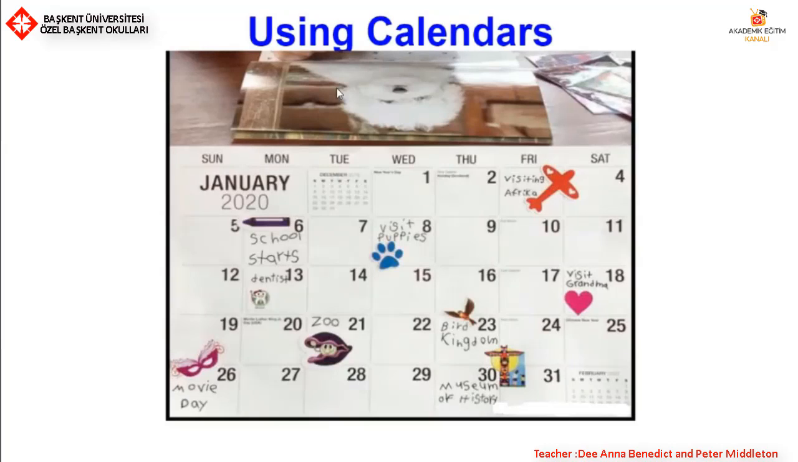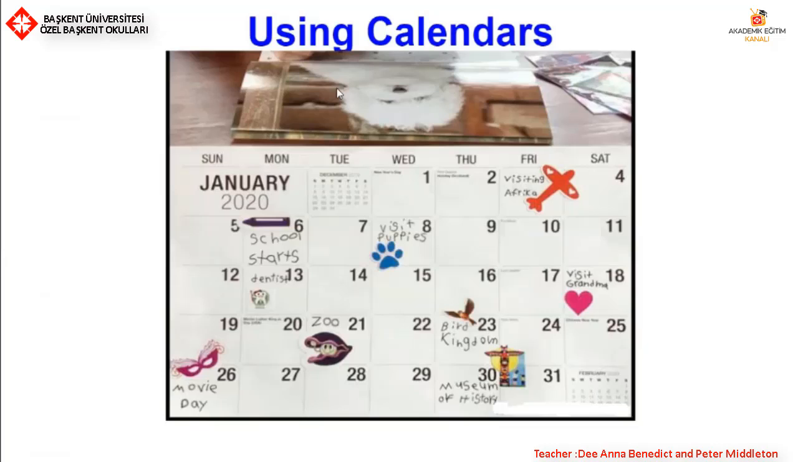Let's use calendars, and we use calendars to show the months of the year. You can see that this month is January, and a boy or girl has written on the calendar to show where he or she is going or what he or she is doing. For example, on the 17th, he or she is going to visit grandma, and on the 21st, they are going to the zoo.